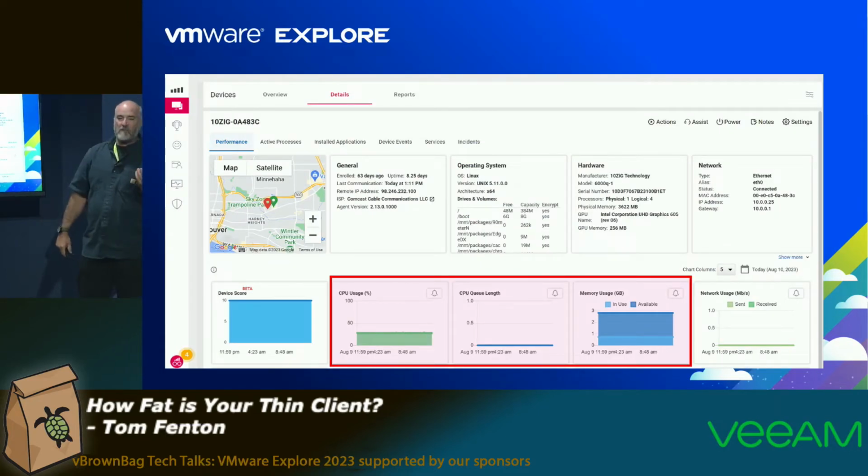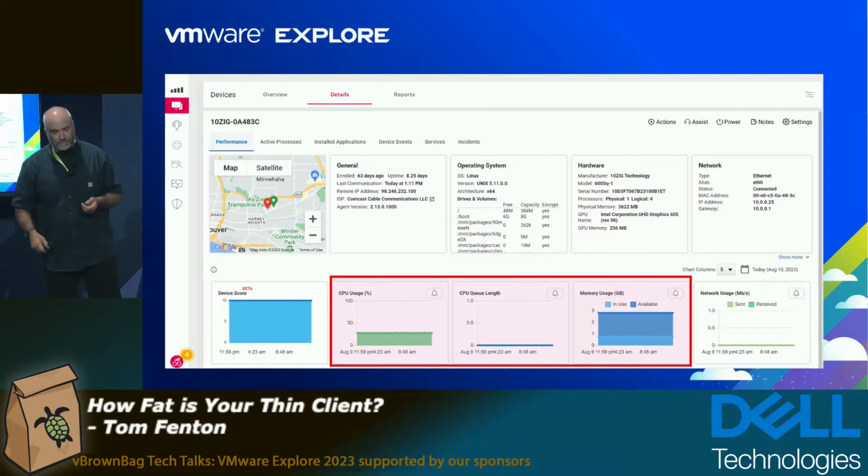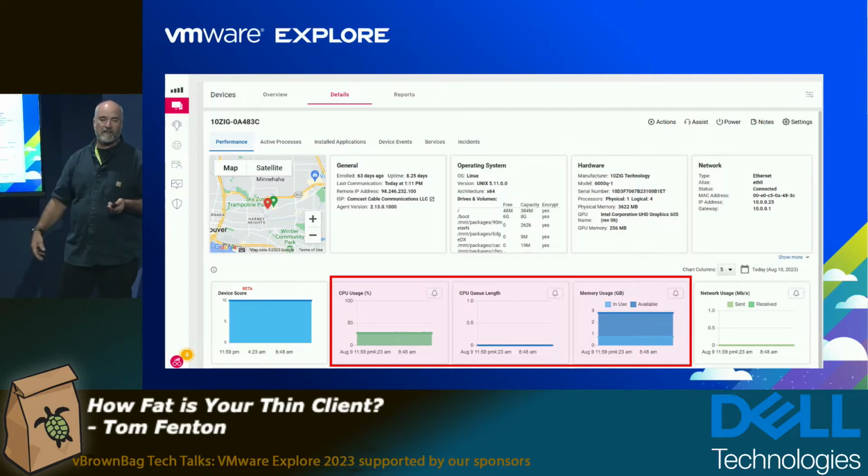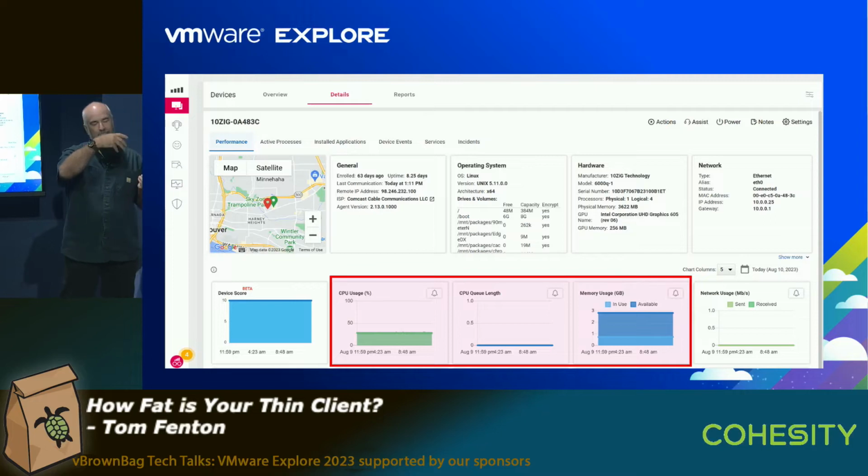And in particular, I was interested in three different metrics. One was the amount of RAM it used, because a lot of the cost of clients is based on the RAM. And of course, the CPU performance was important, but what I really want to keep an eye on is the CPU queue length. That's how many actions are queued up for the CPU to act on. So you want that to be 1, 2. You don't want a whole lot of CPU queue length in there.